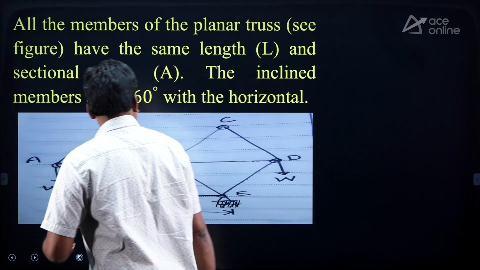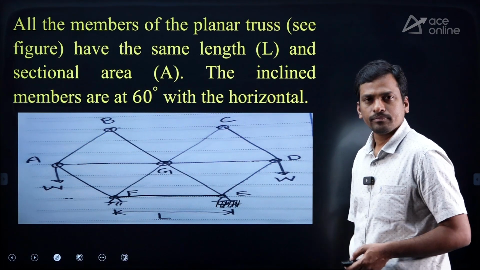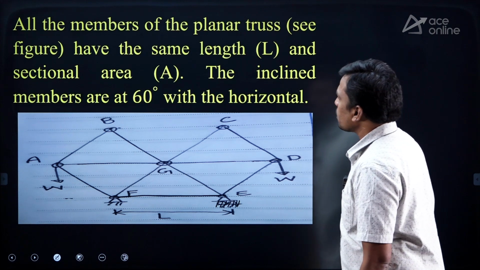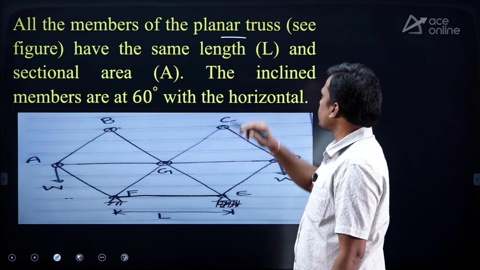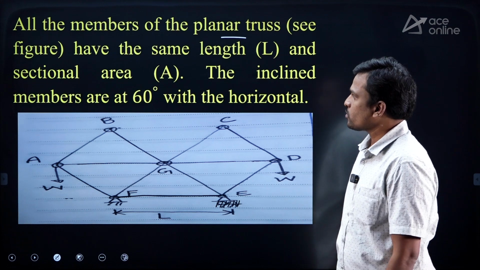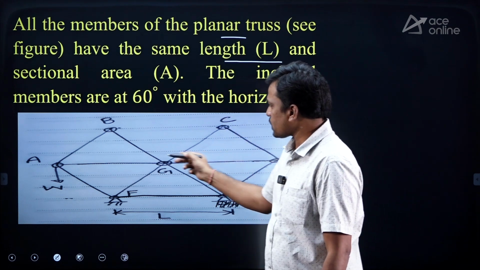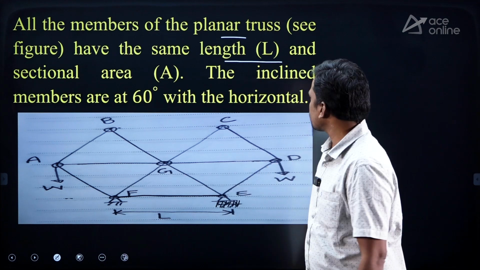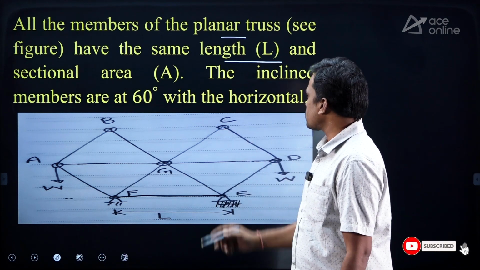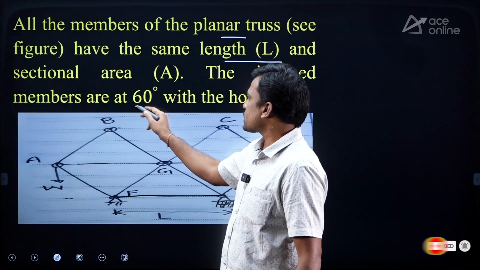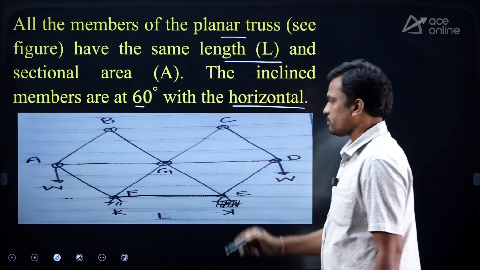Right. So this is the question given. Okay, so students, all the members of the planar truss, that is a plane truss shown in figure, have the same length L. All members have the same length L and the same area. The inclined members are at 60 degrees with the horizontal.